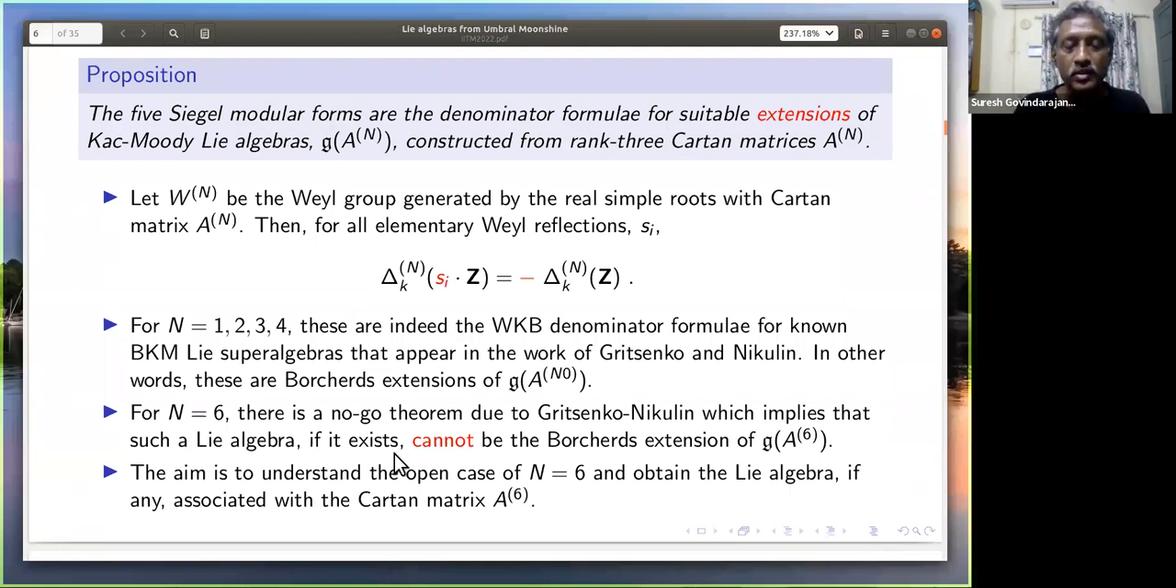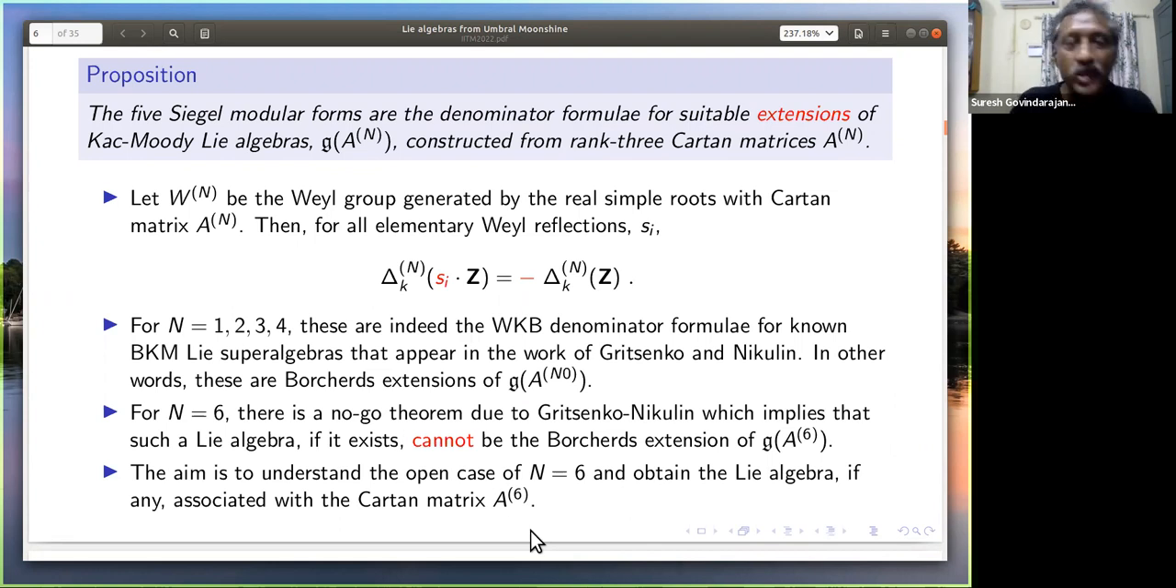But for n equal to 6, there is a no-go theorem due to Gritsenko and Nikulin, which implies that such a Lie algebra, even if it exists, cannot be the Borcherds extension of G(A_6). Okay, so that is a definite no-go theorem. But it doesn't say that there might not be something new, which will be a Lie algebra but will be beyond Borcherds. So we have to do something beyond Borcherds. And the idea here is that we would like to figure out what that extension is. Maybe there is no Lie algebra, even that is acceptable. Okay. And so the aim is really to understand the open case of n equal to 6 and obtain the Lie algebra, if any, associated with the Cartan matrix A_6.